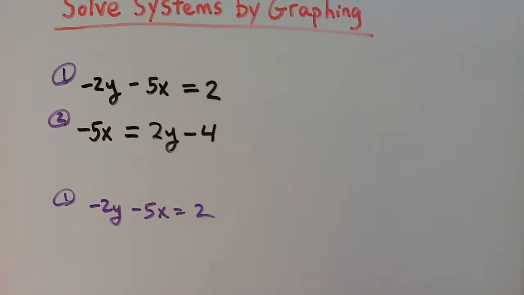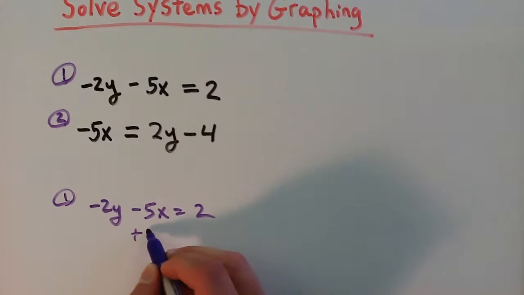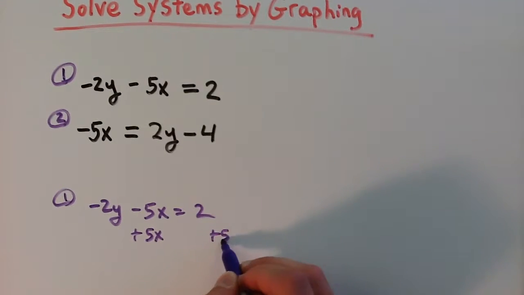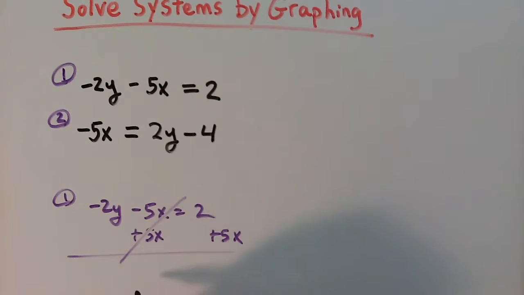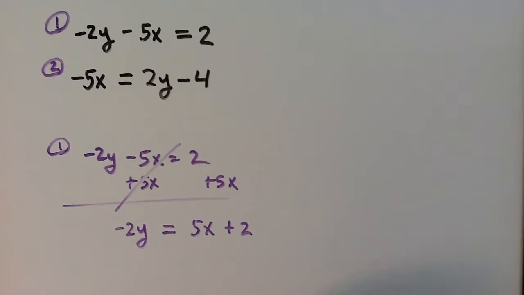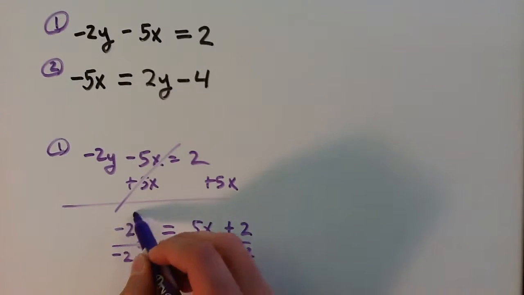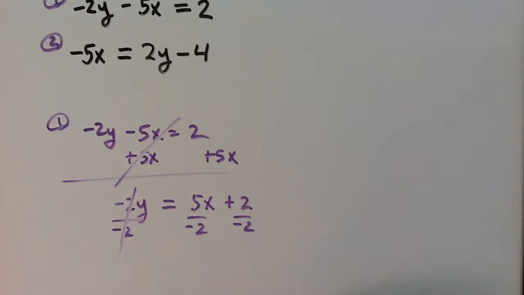To do that, we need to get y by itself. Let's move the 5x over. So I'm going to add 5x to both sides, so those 5x's cancel. And so I'm left with negative 2y equals 5x plus 2. And then I've got to solve for y by dividing every term in the equation by negative 2. Every term in the equation gets divided by negative 2. And so now I have y is equal to negative 5 over 2.